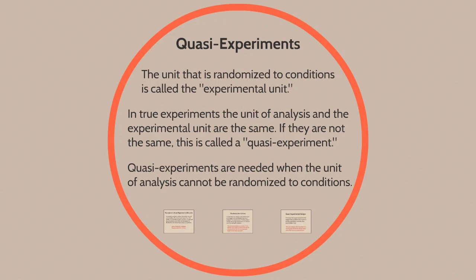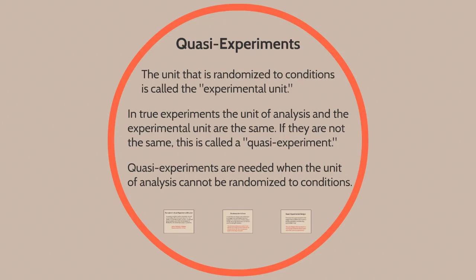The unit that is randomized to conditions is called the experimental unit. If we randomize students to a control and treatment condition, the student is the experimental unit. If we randomize patients with a particular disease to control and treatment conditions, the patient is the experimental unit. If we randomize school districts to a treatment and control, the school district is the experimental unit.